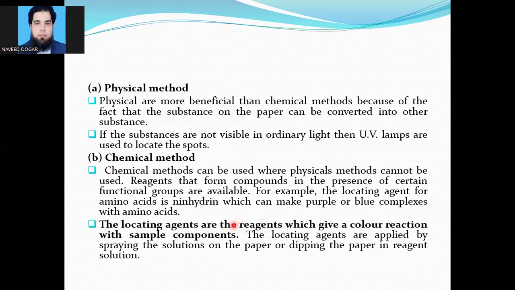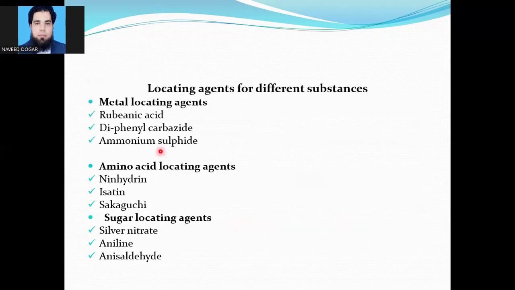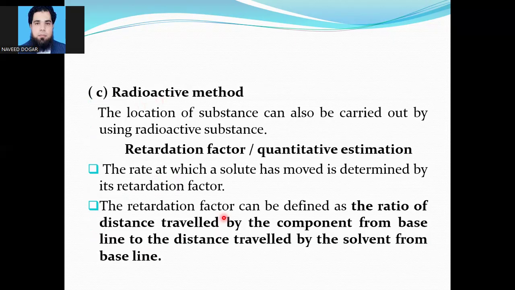Now I am going to give you examples of locating agents. If we have to locate various metals, we can use rubeanic acid, diphenyl carbazide, and ammonium sulfide. If we have to locate various amino acids, we can use ninhydrin, isatin, and Sakaguchi reagent as locating agents. And if you have to locate various sugar molecules, we can use silver nitrate, aniline, and acetaldehyde as locating agents. The third method is the radioactive method. In this method, substances can be located by using radiations, but these methods are rarely used.